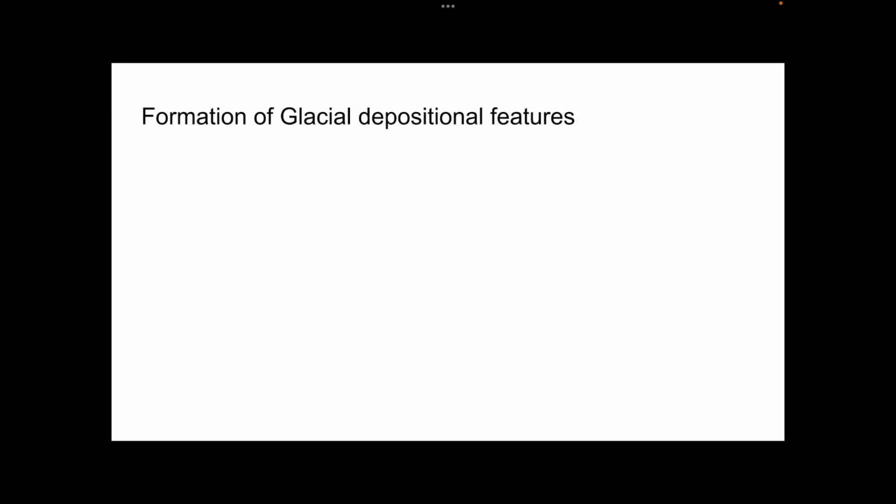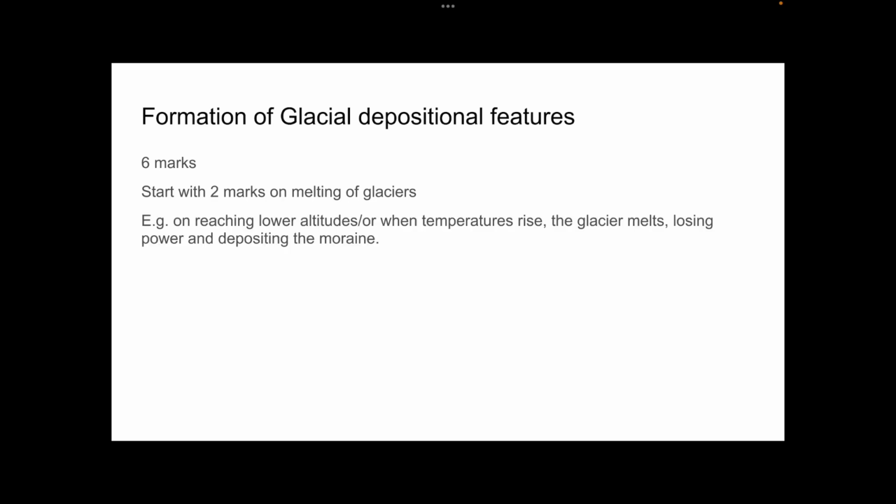Our glaciational depositional features are a little bit trickier, and they probably are the most tricky ones, but as a wee bonus, they don't always come up quite so often, and they're worth a lot less, so they're only worth 6 marks. You do, however, get a couple of marks on the melting of glaciers. So if you can talk about, and I've given a wee sentence there in case you've not got it in your notes, on reaching lower altitudes or when temperatures rise, that would give you a mark. The glacier melts, losing power and depositing moraine. So that's a good way to get a couple of marks, again, no matter which feature comes up, because it could be the drumlin, it could be the esker, or it could be the terminal moraine.